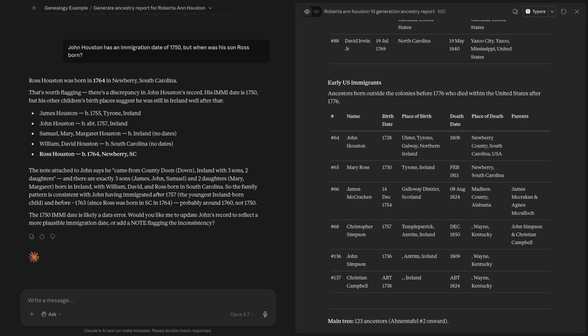So the immigration is 1750, but his other children's birthplaces suggest he was in Ireland well after that. His children weren't born until after 1750. And the note attached says he came with 3 sons and 2 daughters, and there are 3 sons and 2 daughters born in Ireland, with William, David, and Ross born in South Carolina. So the family pattern is consistent with John having immigrated after 1757. So this is the kind of interesting data. And again, it says, "Do you want me to update this? Do you want me to change the records?" So from here, we can really easily say, let's update John's immigration date to reflect this reality.